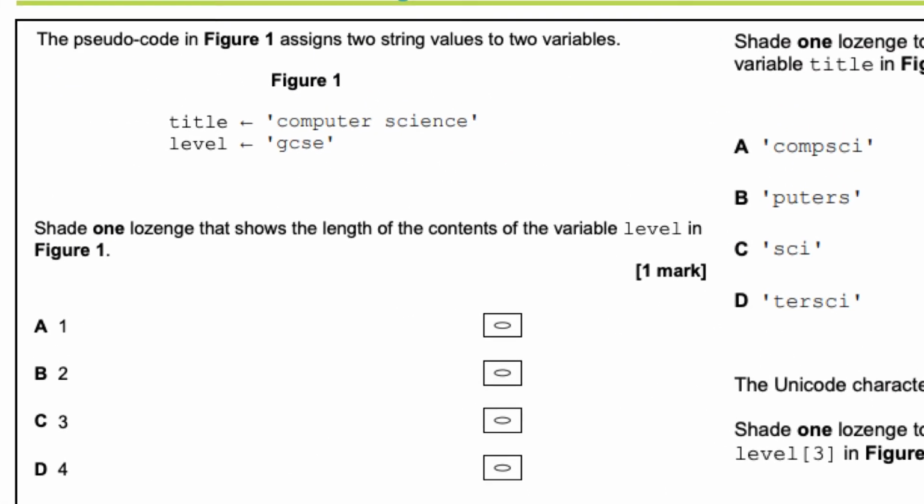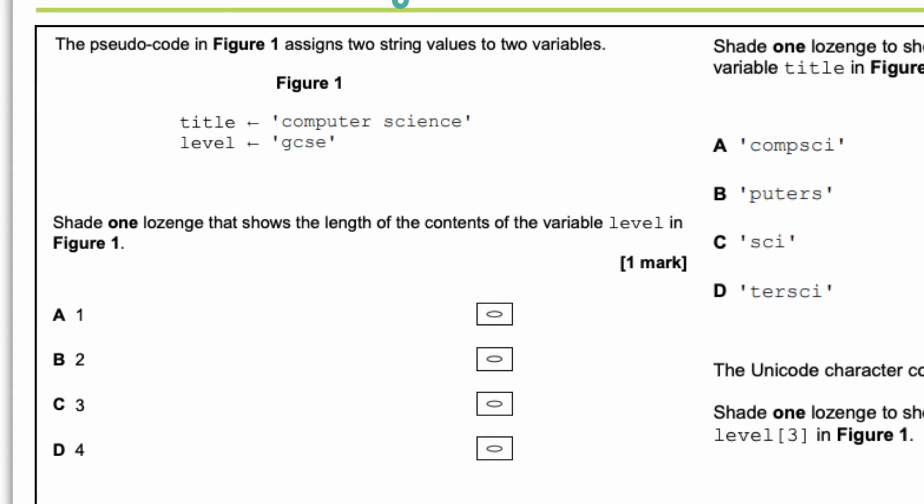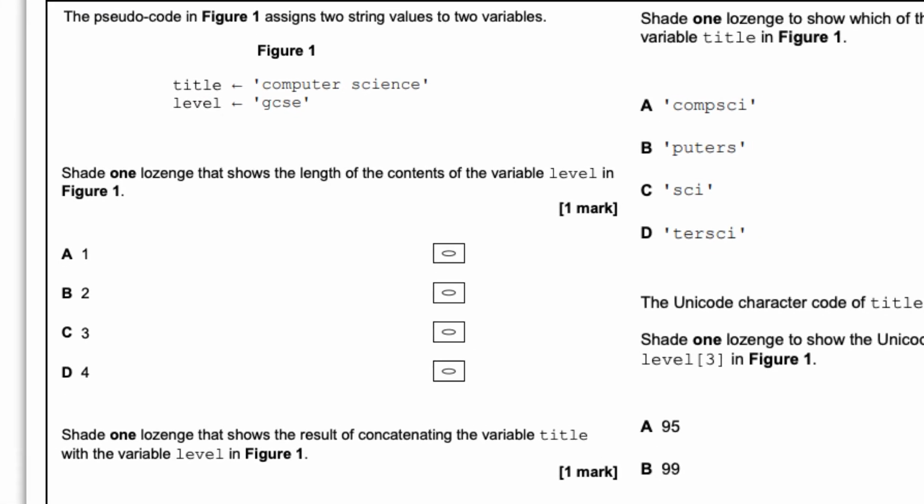So, the pseudocode in figure 1 assigns two string values to two variables. The first variable is named title, and it's storing the value computer science. It's a string because you can see it's between these quotations. The second variable is identified as level. So the name of the variable is level and it's storing GCSE. And remember, the arrow assigns the value to it. This is trying to make sure you understand the difference between having a name of a variable and the thing it's storing. So let's get started looking at the first thing it's asking you to do.